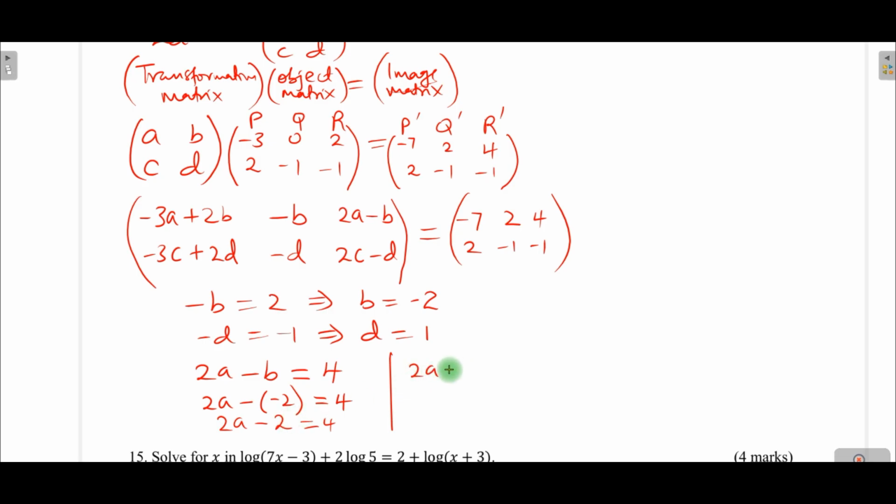2A then will be equal to this, actually plus. So 2A is equal to 4 minus 2, which is 2. Therefore, A is equal to 1.